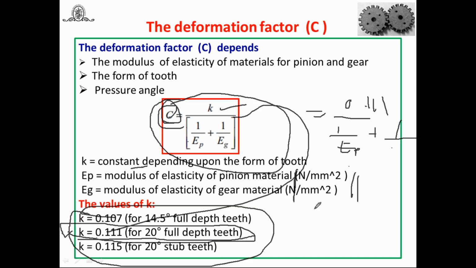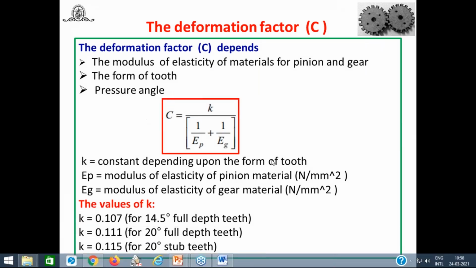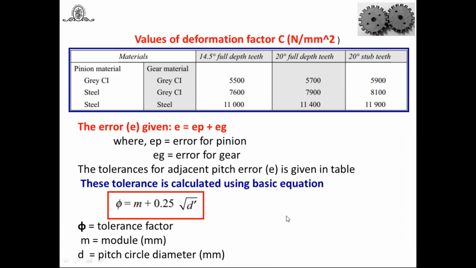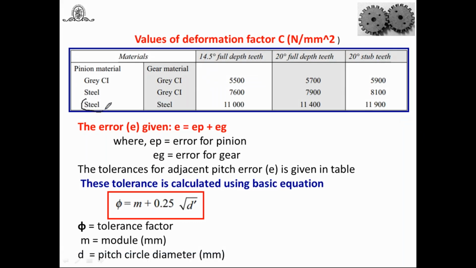This is one aspect. But while solving university problems, if the value of C is not given, then what to do? Then they have to provide the value. Otherwise, you can refer to the chart also. Now, in this case, pinion and gears are made of steel material. And for 20-degree full depth, what is the value of C, the deformation factor? That is 11,400. What unit? Newton per mm square.